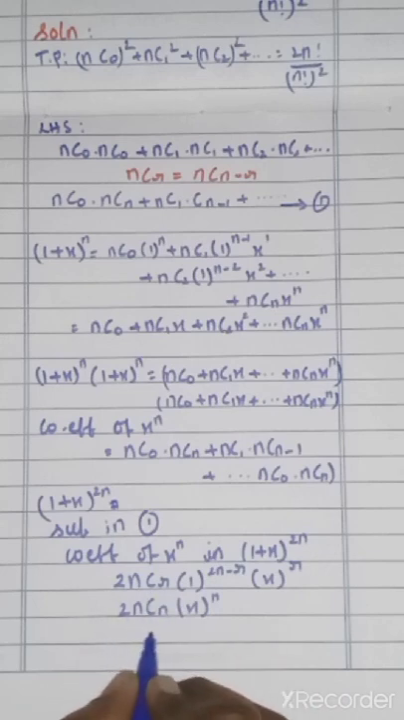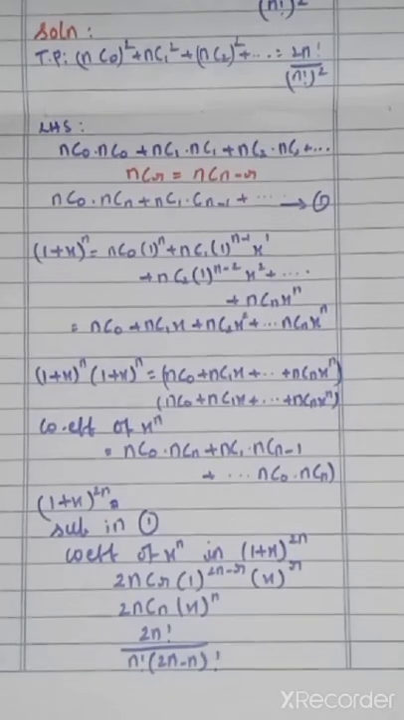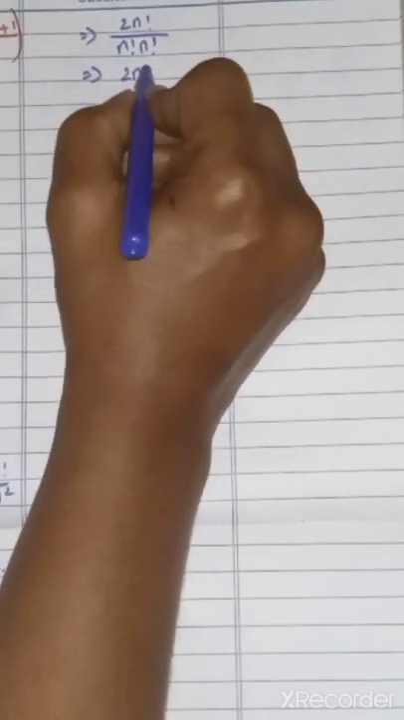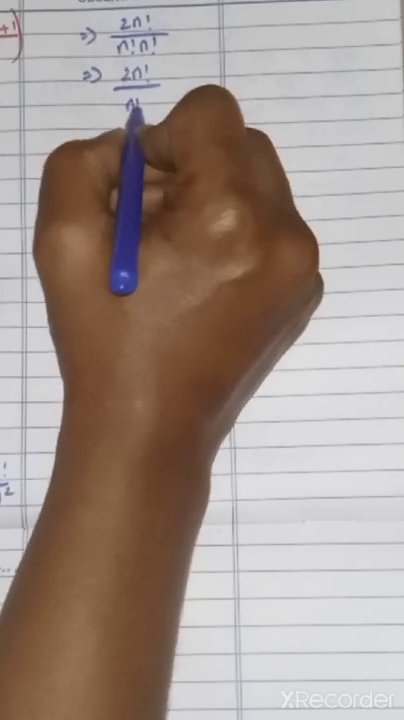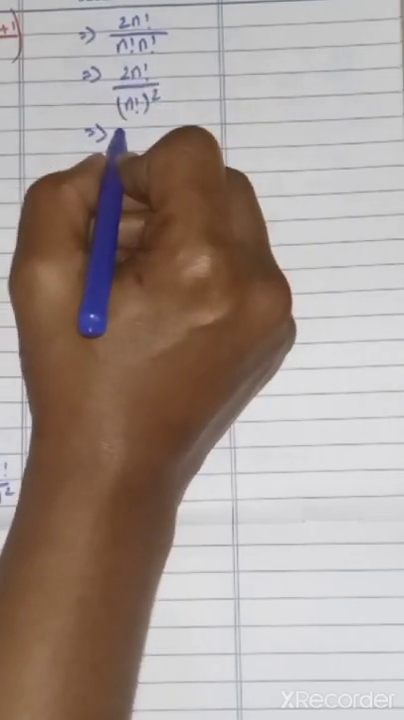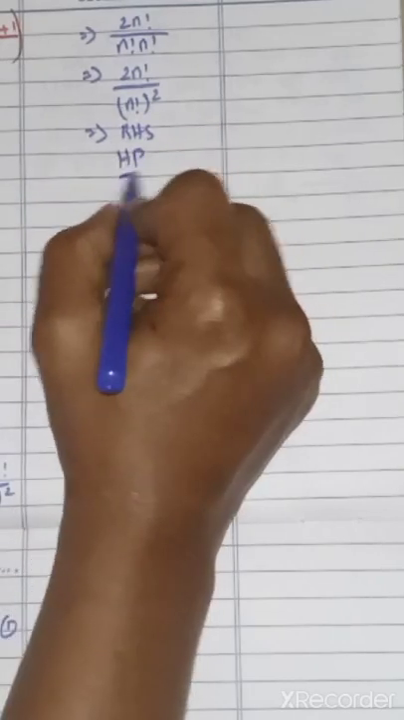If we simplify this using the formula, 2n factorial by n factorial into (2n minus n) factorial, which is 2n factorial by n factorial into n factorial. Again we can write this as 2n factorial by (n factorial) the whole square. That is your right hand side, correct? So hence it is proved.